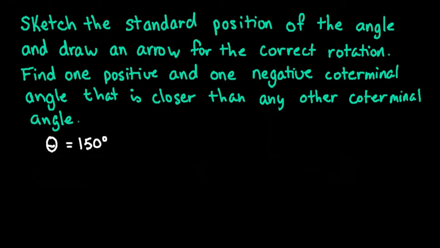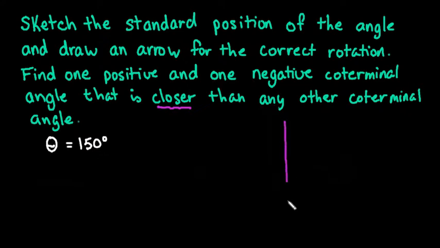In this video, I'm going to show you how to sketch the standard position of an angle in the coordinate plane and draw an arrow for the correct rotation. We're also going to find one positive and one negative coterminal angle that is closer than any other coterminal angle. The reason they put this in here is because there are multiple coterminal angles, so they want to find the one that is the closest. All right, so let's get started.